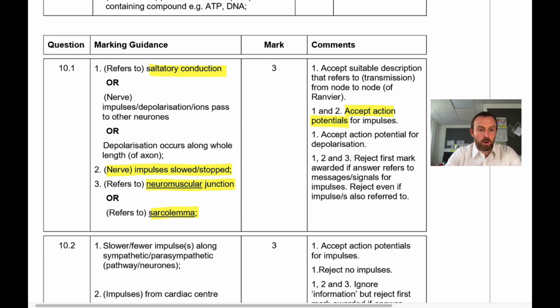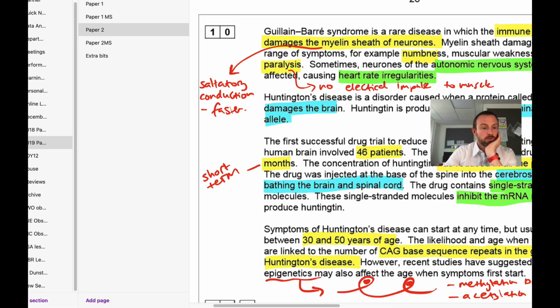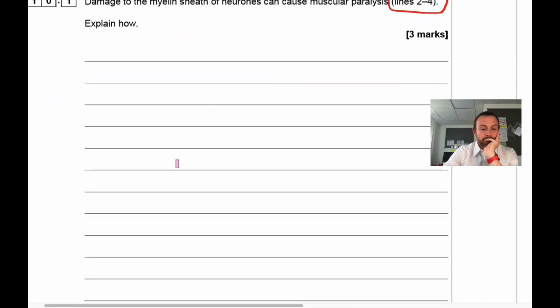But key point here, what not to say. Reject first mark. If you talk about messages or signals, it's too vague. Okay, so let's get that out of your vocabulary. No messages, no signals, electrical impulses or action potentials. All right, back to the questions.